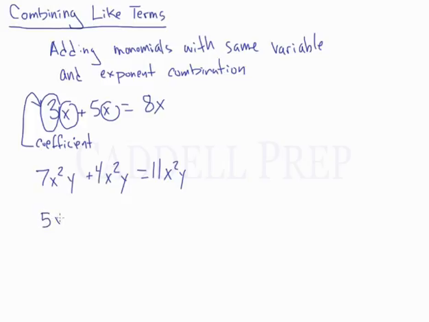What if we had 5xy plus 11 x squared y squared? Okay, this has an xy, this has xy. But this is x to the first, y to the first. Here we have x squared and y squared. So these are not like terms. We can't combine them. They actually just remain the same. Not like terms. They have to be exactly the same.